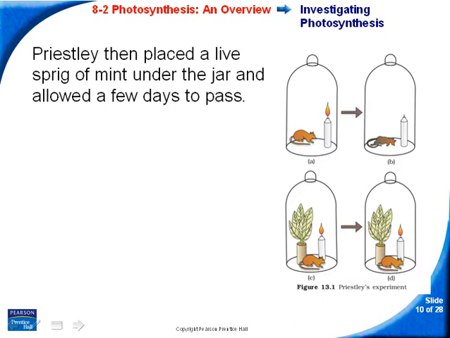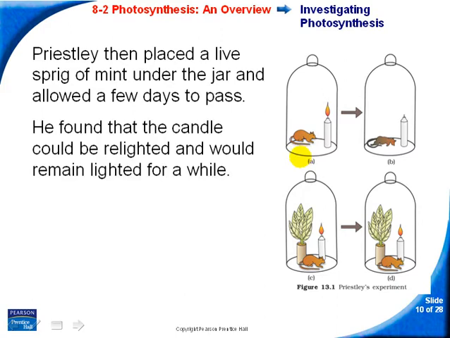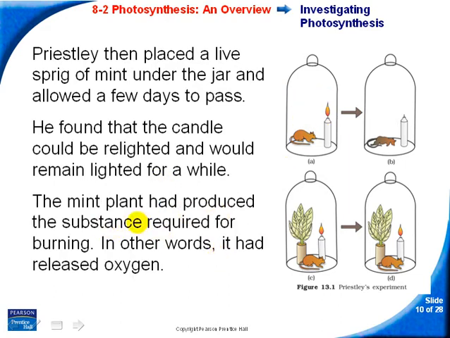So what Priestley did was he took a jar with the candle and he put mint in the jar. You can see the mint here. And what he found was that after a couple of days he could relight the jar. So whatever was in the air re-entered the air for him to light. And so the plant had produced the substance required for burning. In other words, the plant had produced oxygen. And also, it's not talked about here in the text, but he had also done experiments with animals, and the animals were able to live as long as the plant continued to produce oxygen in there.